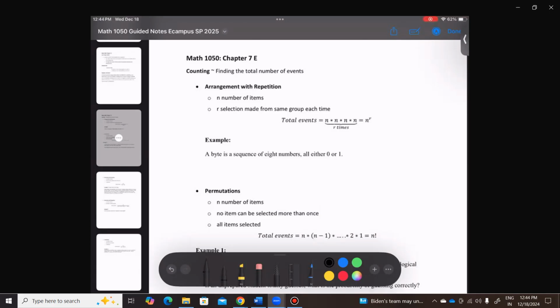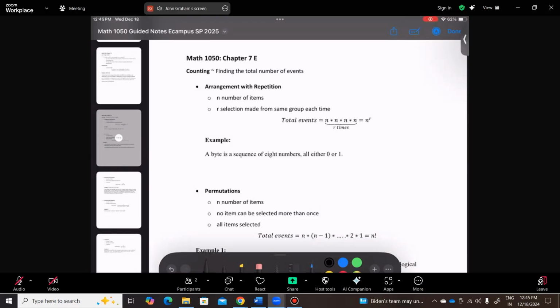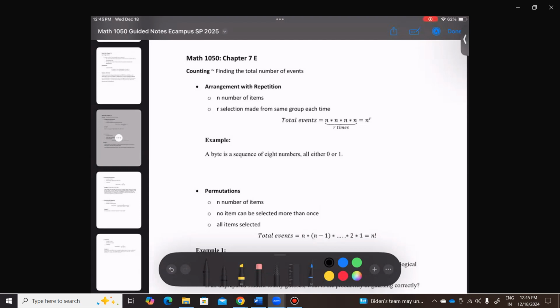In this chapter, we are looking at counting, which is how you find the total number of events when you're working with probability. And it all depends on what type of event you use. Now, there are equations for this, but there are some that you can get around with calculators. All right, so we'll just go through different situations.